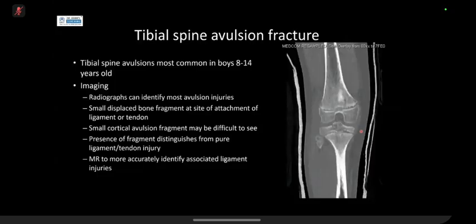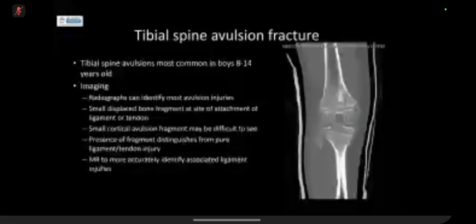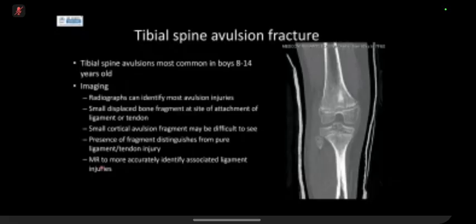And you can also do a CT scan. Often you don't need to if your X-ray can see a displaced fragment, but if it's undisplaced and very subtle, it can be easily missed unless there was, as I said, a free-floating fragment. So it's very common in boys 14 to 18 years old. Radiographs can identify most avulsion injuries. A small cortical avulsion can be very hard to see, which is why you MR to look for it, because you are looking for bone marrow edema, and also look for other associated ligamentous injuries.